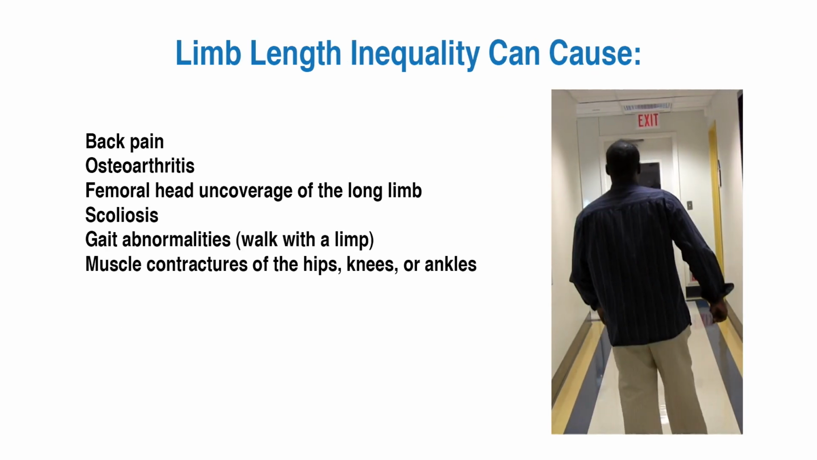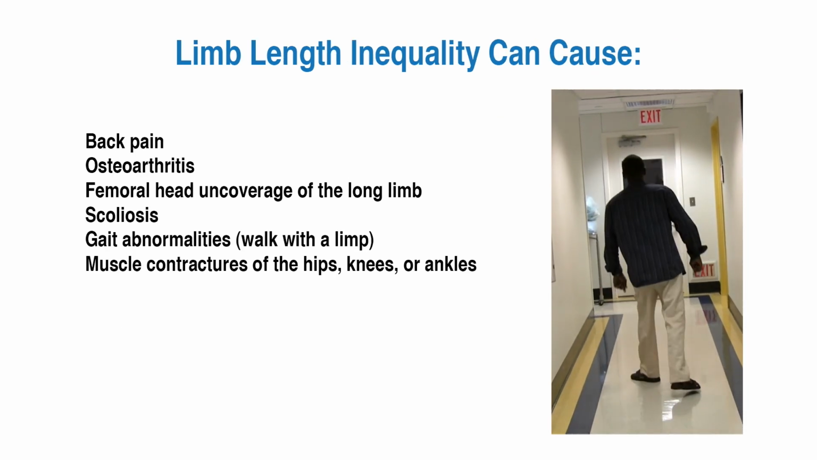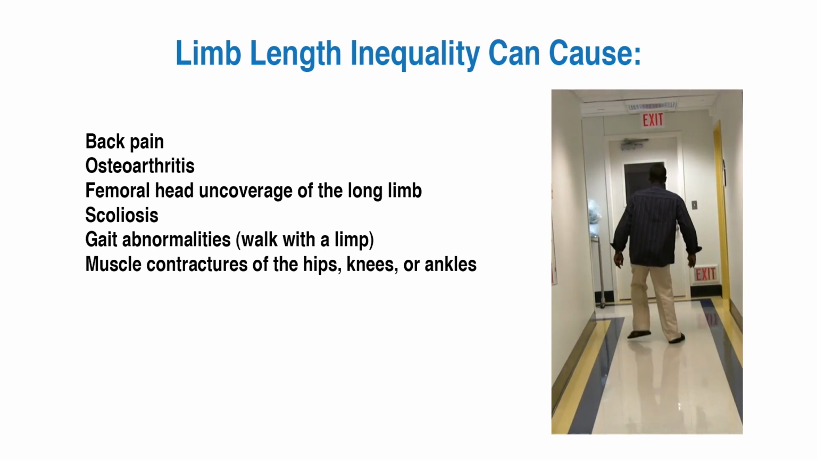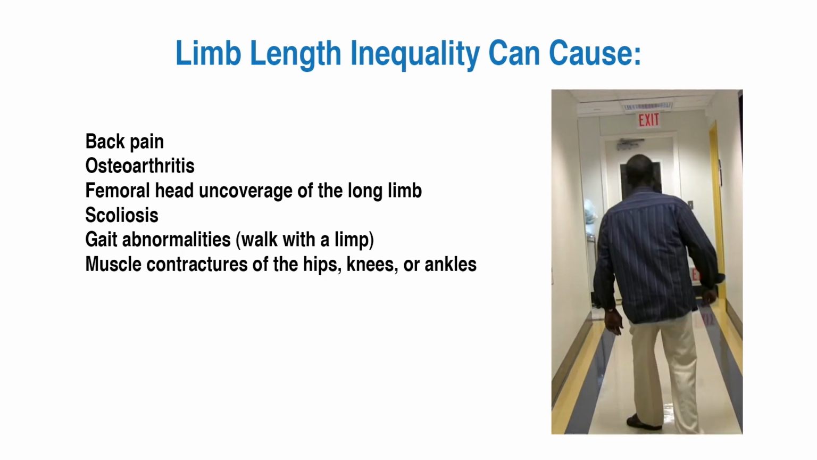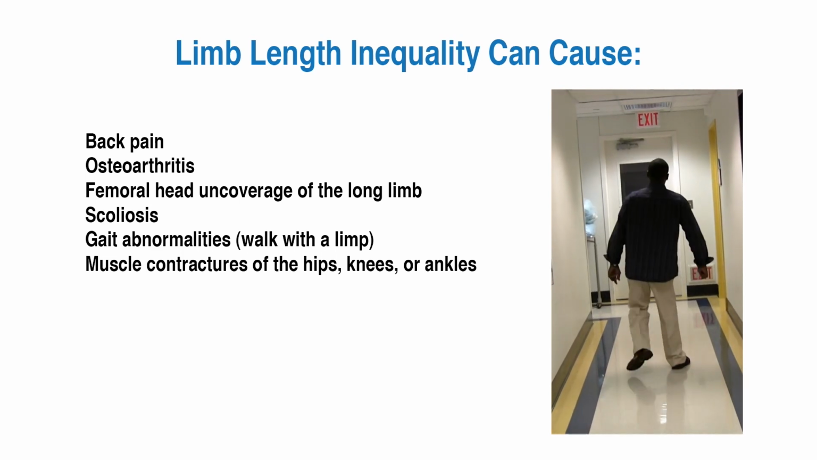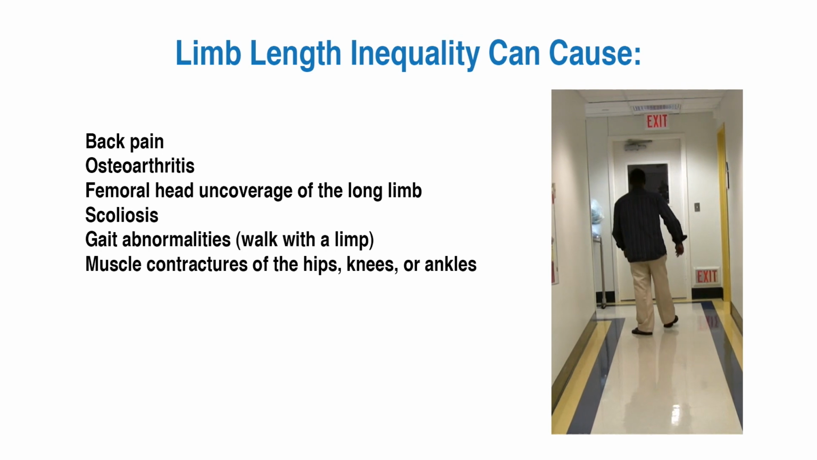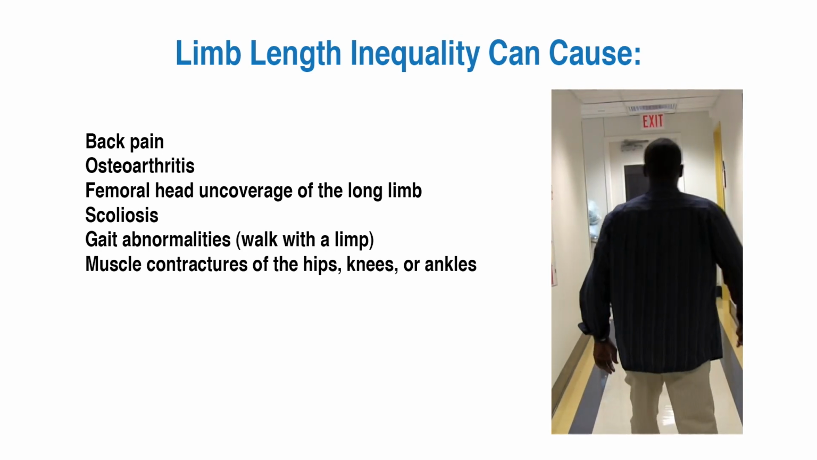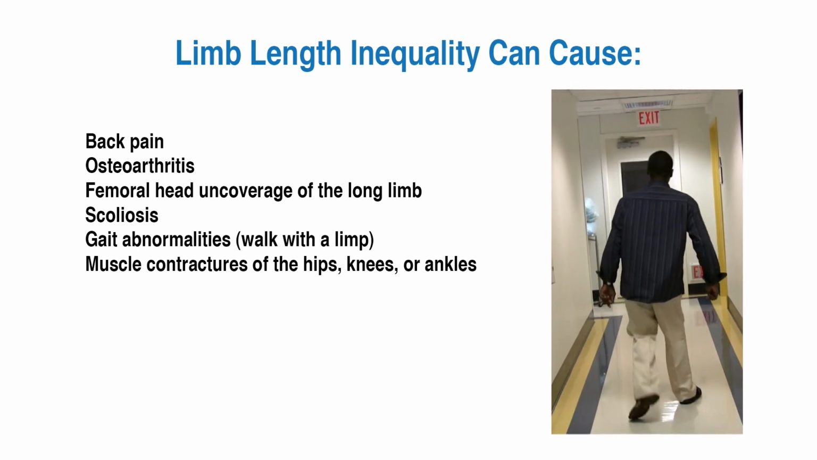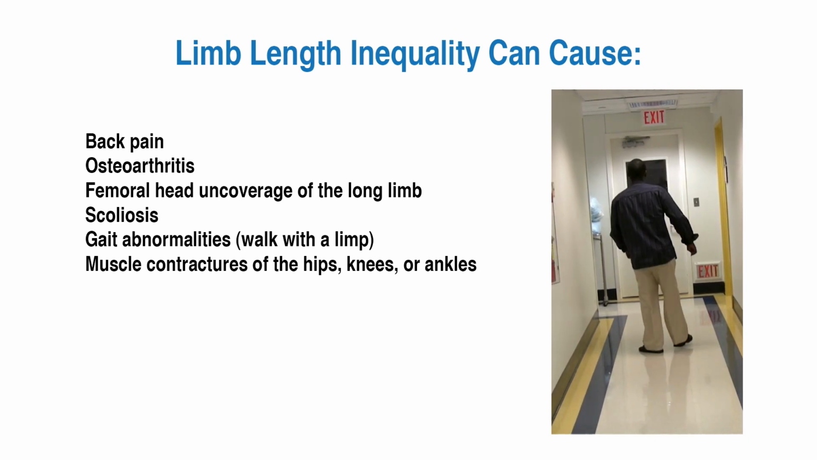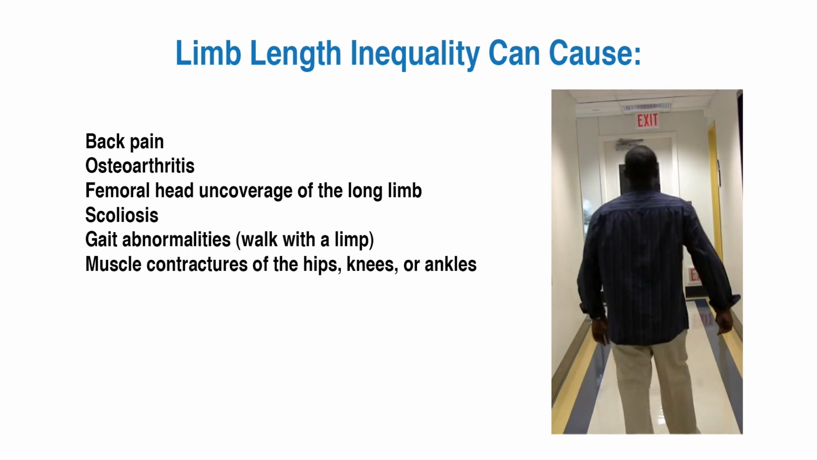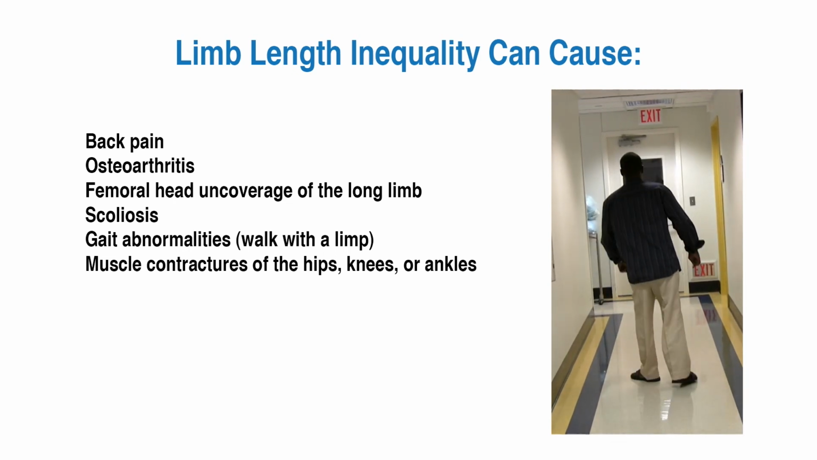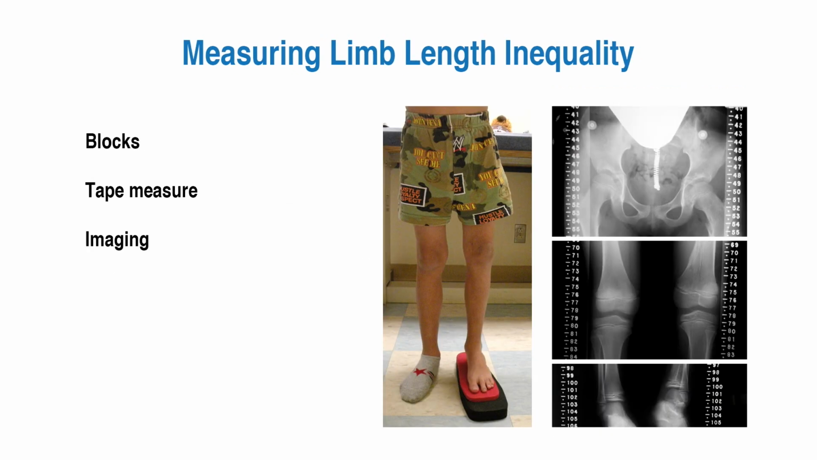Generally, leg length discrepancies of less than 2 centimeters are well tolerated. However, having a leg length discrepancy can cause an increase in back pain. It can also cause earlier osteoarthritis if you have associated femoral head uncoverage on the longer leg side. Additionally, it can cause a functional scoliosis as well as an inefficient gait and may cause contractures of the hip, knees, or ankle.